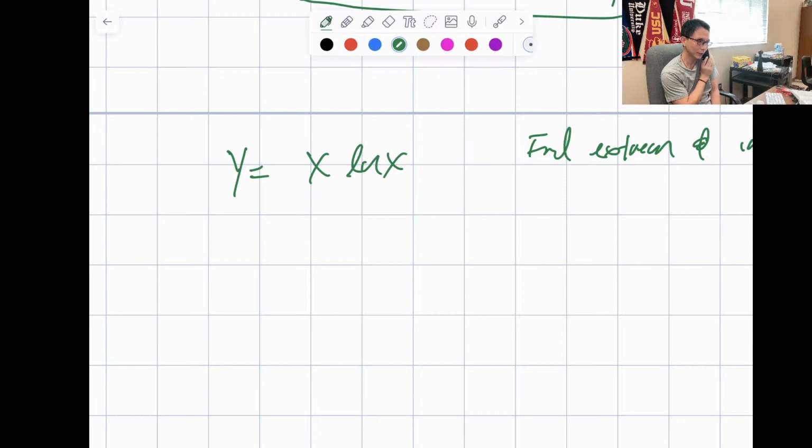It's possible to have no inflection point, but on the test, I think I'll give you one with an inflection point. Possible.